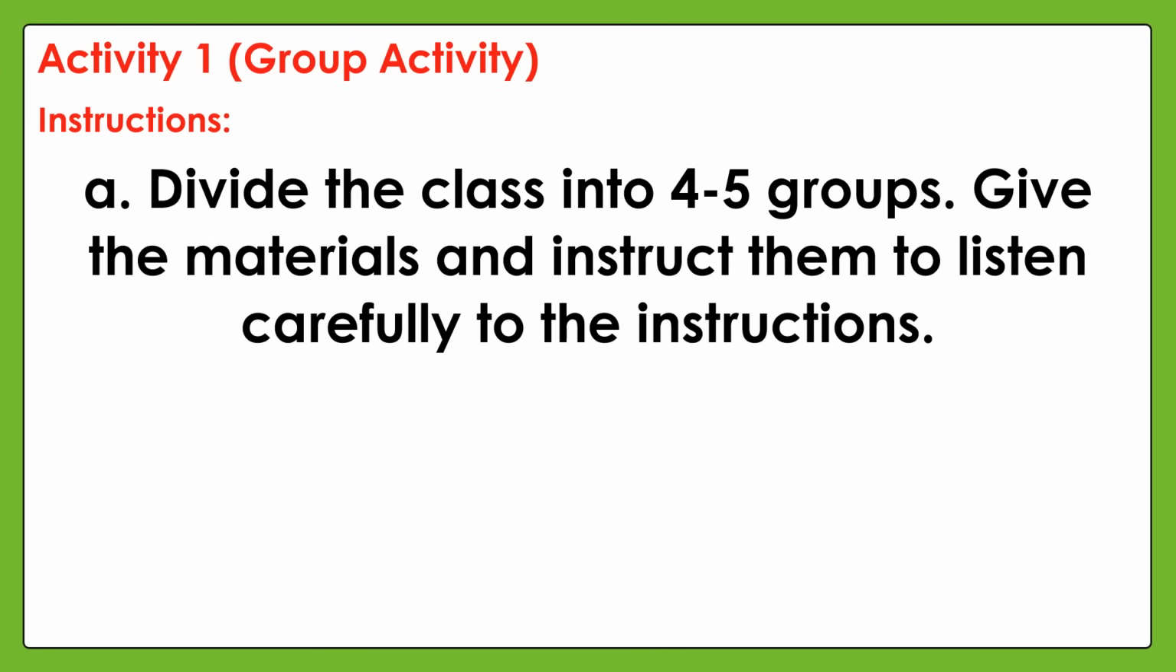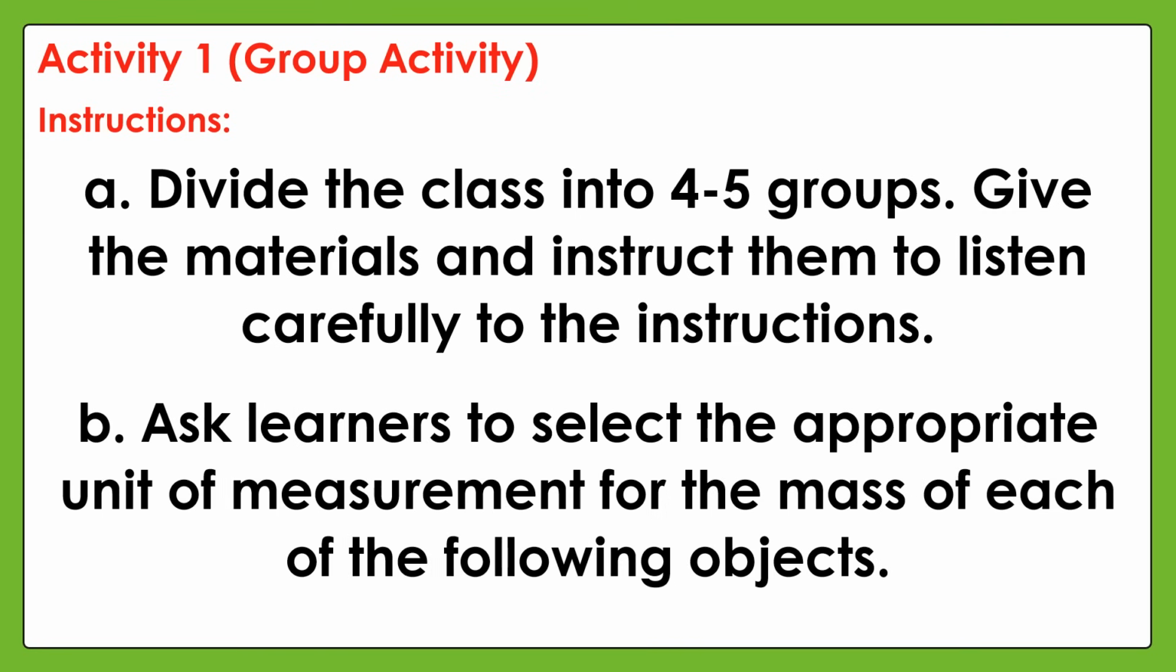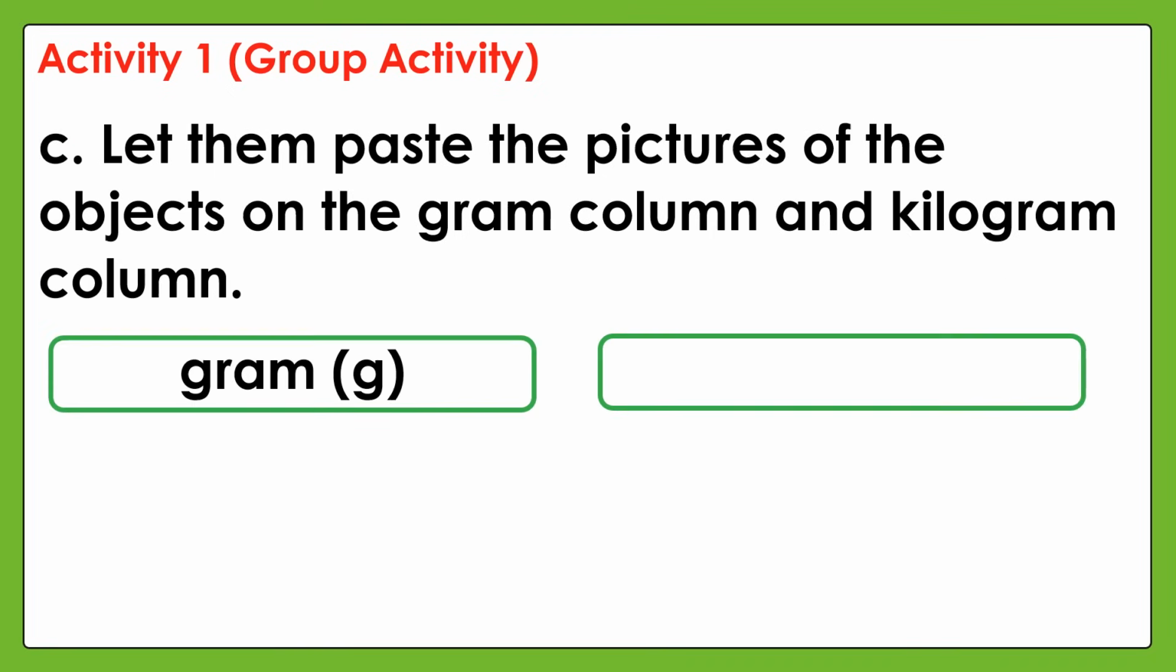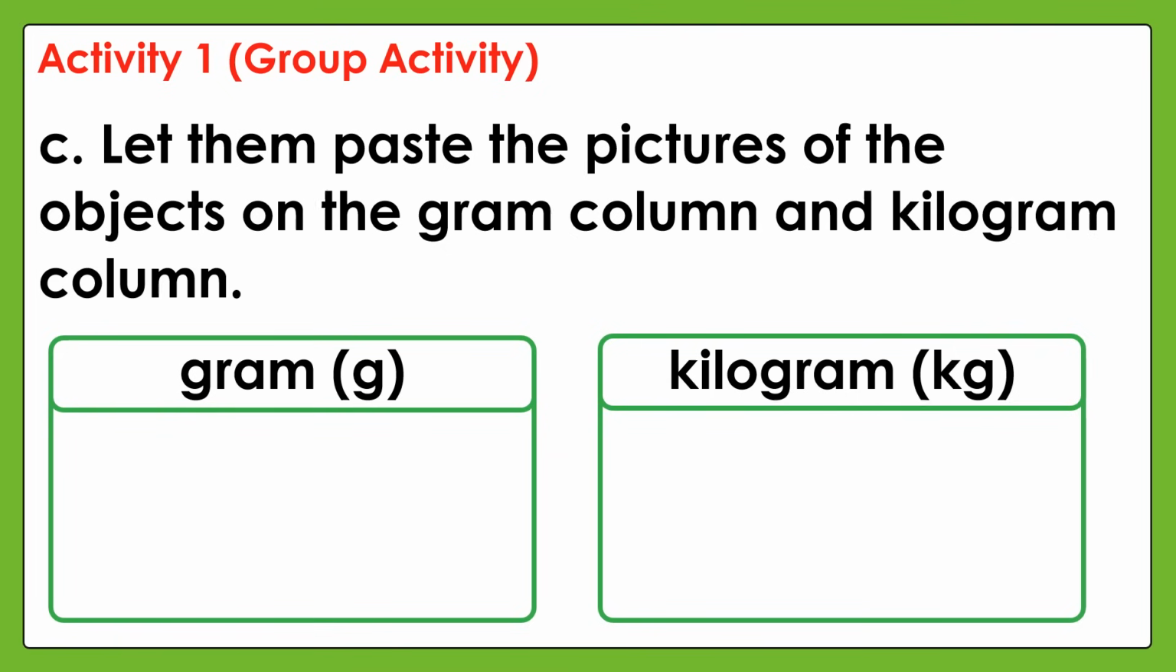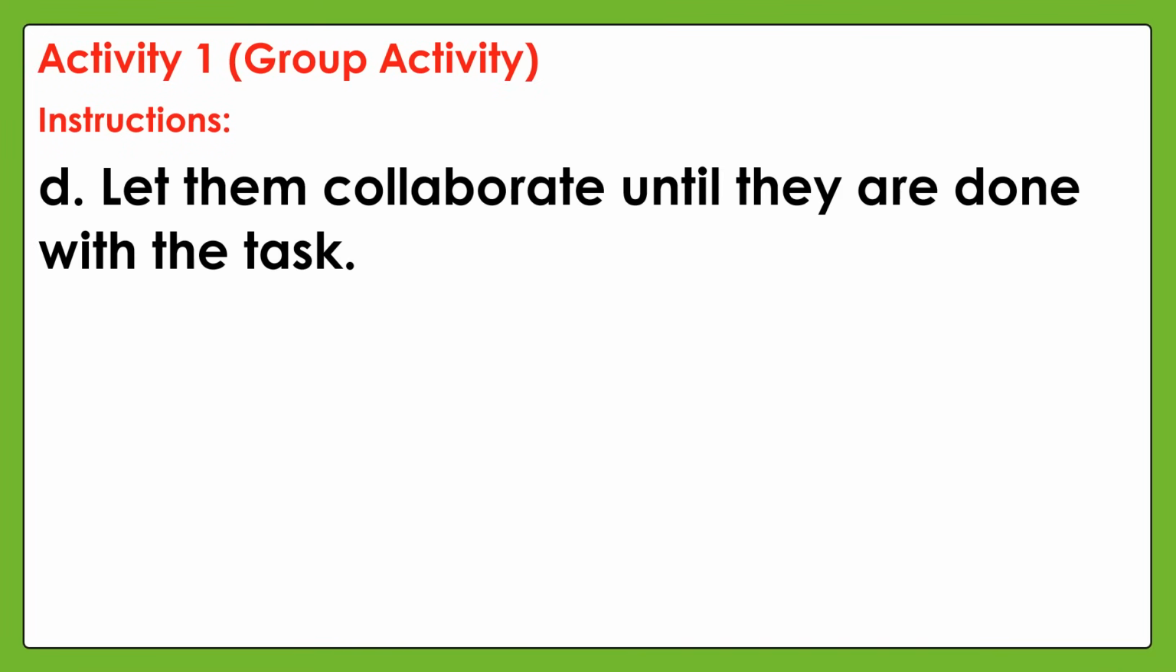Instructions. A. Divide the class into 4 to 5 groups. Give the materials and instruct them to listen carefully to the instructions. B. Ask learners to select the appropriate unit of measurement for the mass of each of the following objects. C. Let them paste the pictures of the objects on the gram column and kilogram column. D. Let them collaborate until they are done with the task.